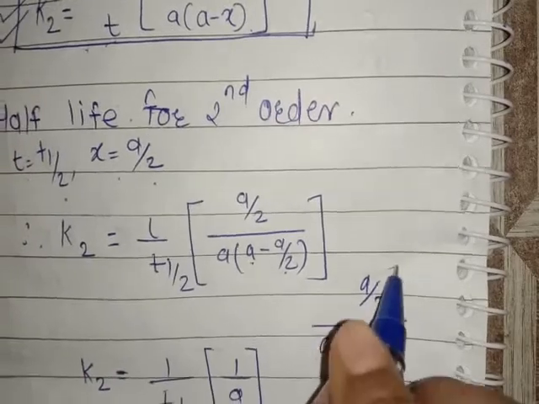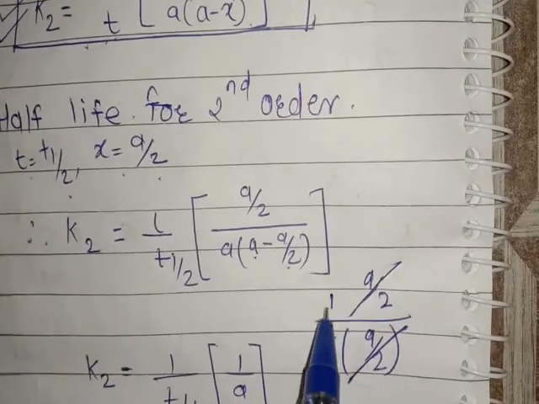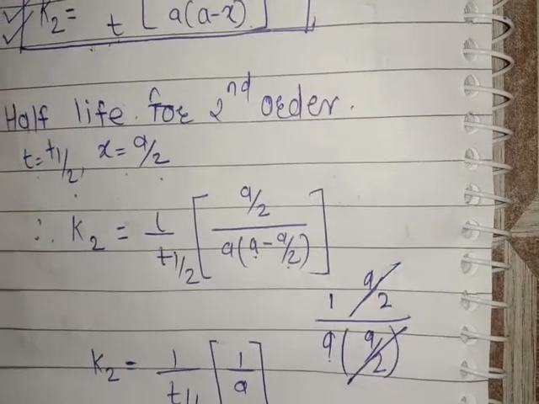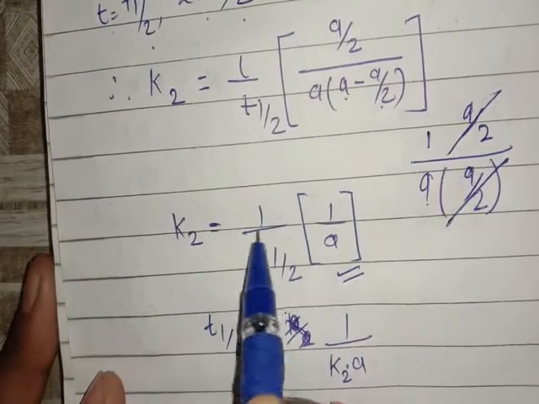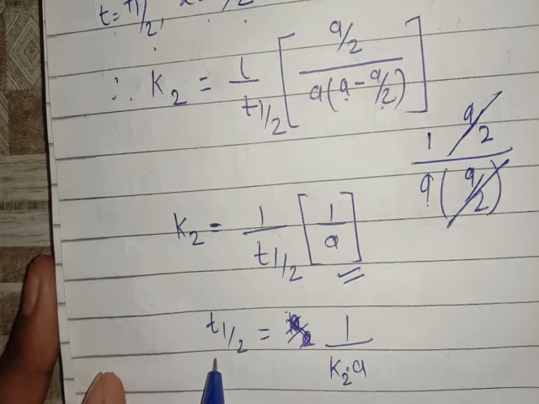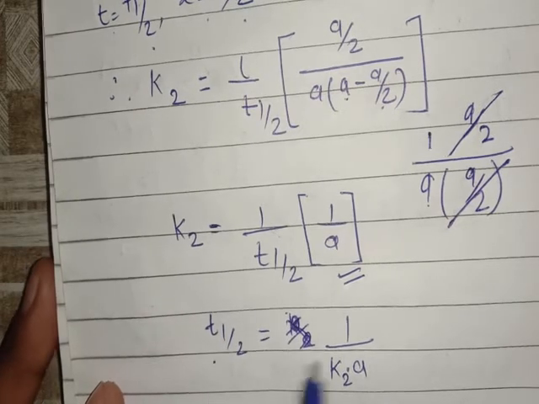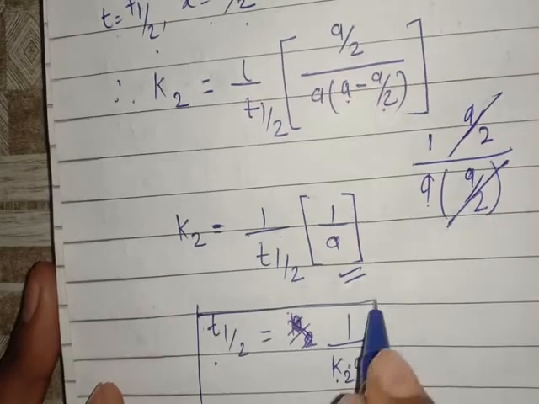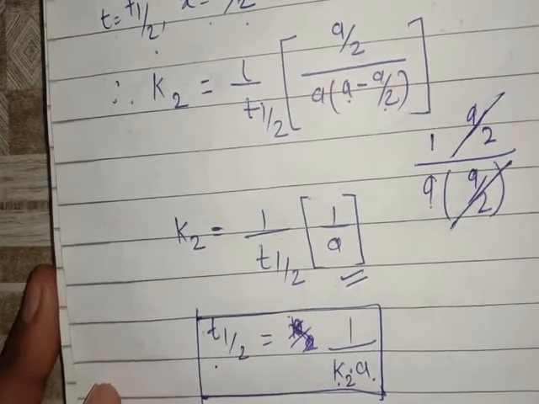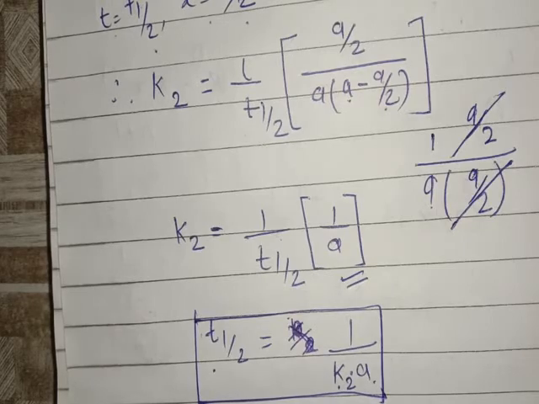So this a by 2 and a by 2 cancel. So what is remaining? 1 upon a. That is this, and that's why we can rearrange this whole term in terms of t half. We are getting t half is equal to 1 upon k2 into a, and that is the half-life period for the second order reaction.